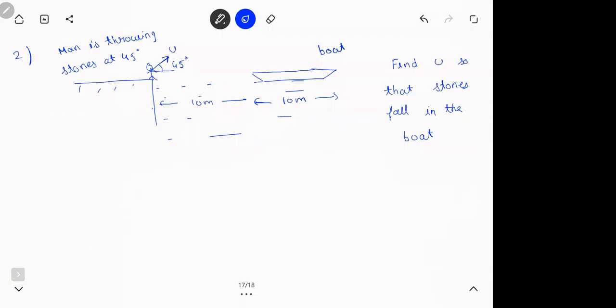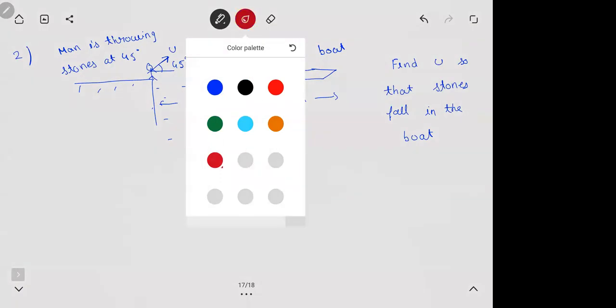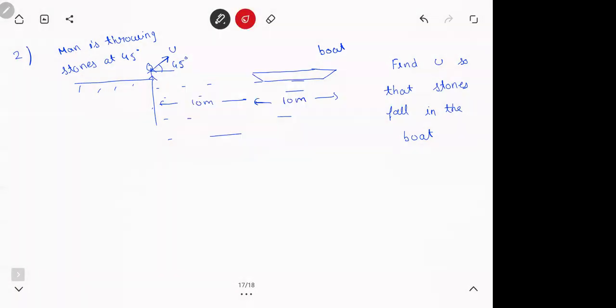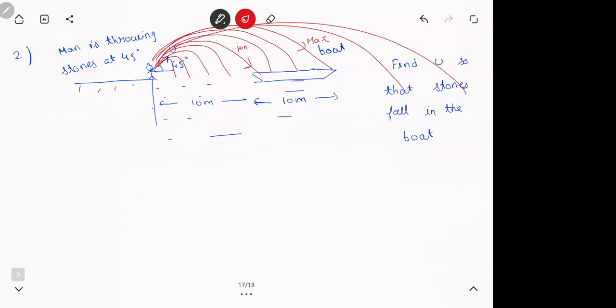See, what is happening here, I'll tell you. When you're throwing it, let's say you throw with a very small velocity, you'll fall here, a little more here, a little more here. This is the minimum speed. When you hit the left edge of the boat, that is the minimum speed you require. If you throw a little faster, you'll still fall in the boat. This is the maximum. If you throw anything more than this, again, you'll be out of the boat.